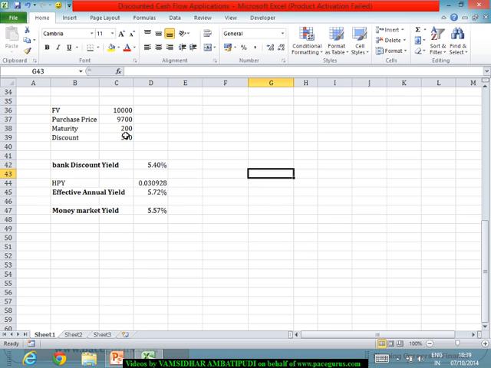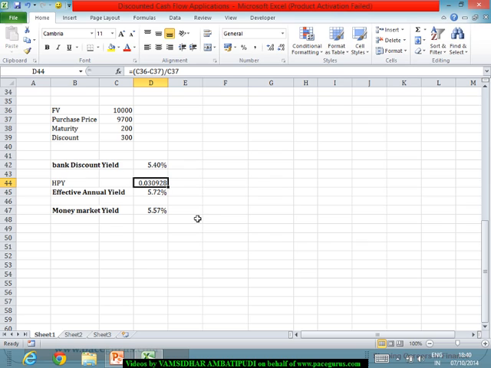Here we see that the discount rate is just 3%, because we are doing the discount based on the face value, whereas the holding period yield is computing the return based on the purchase price. Because the purchase price will always be lesser compared to the face value, the holding period yield will be greater than the discount percentage, and both of them are multiplied by 360 by T. So we will always find that the bank discount yield will be lesser than the holding period yield itself.